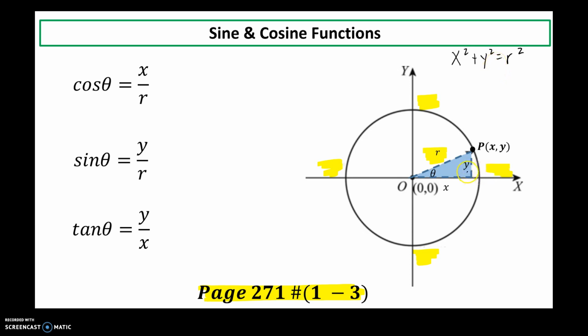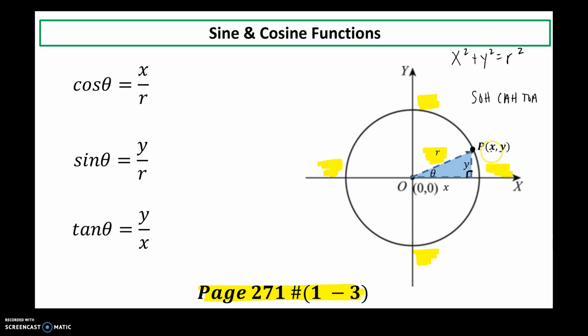Okay, let's focus on this triangle that's formed. It's a right triangle. So if I go back to good old geometry and my SOHCAHTOA, then if theta is my rotation from my initial ray, the cosine of theta would be the adjacent side, which is x, over the radius, which is r. The sine of my angle measure, opposite of theta, is my y value over my radius. And the tangent of theta is equal to opposite, which is y, over adjacent, which is x.